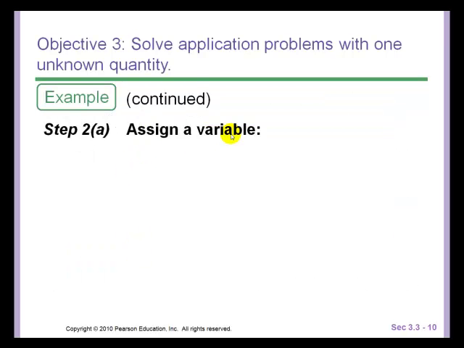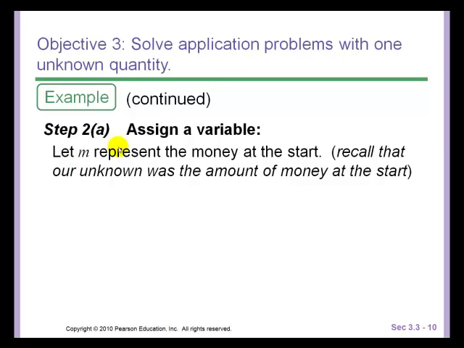Step 2 is to assign a variable. We're going to let m represent the money at the start. Recall that the unknown was the amount of money at the start. That is why we're using that to represent our variable m.